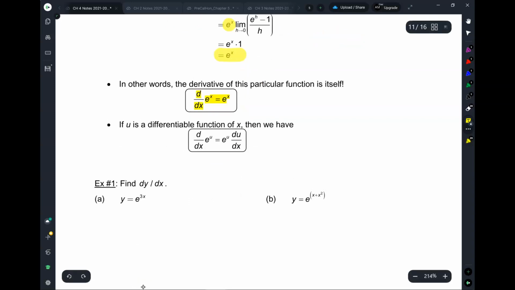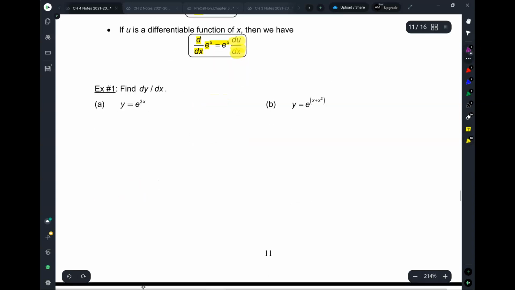Now, if it's a function where it's e to the u, not e to the x, then we do the chain rule. So the derivative of e to the u is e to the u times the derivative of the inside, du dx. Well, that's not that bad. Okay, not at all. So let's do a couple of examples. Here I have y equals e to the 3x, and I want to take a derivative, and look, I have a u there, right? So dy dx is e to the 3x times the derivative of that inside function, 3, so that's 3e to the 3x.